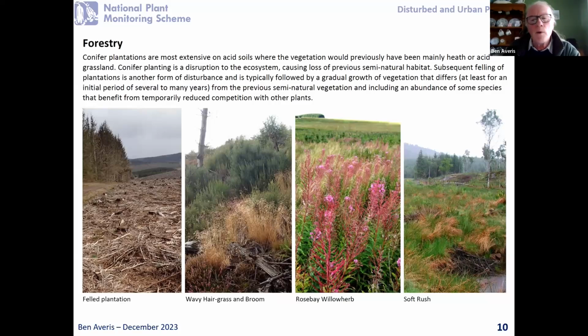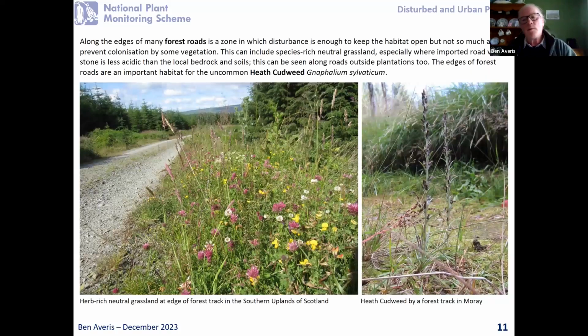So wavy hairgrass is one. You can get a sudden boom of that, and rosebay willowherb very conspicuously, especially when it's in flower. And soft rush, which is very common in all sorts of habitats, but it can get particularly abundant where there's been some disturbance of various kinds, including the felling of conifer plantations. So a temporary change or development of vegetation of a kind that's not set to last for a really long time. Gradually, slowly but surely, other things will colonize, and the vegetation will develop towards maybe some kind of heath or grassland or scrubby woodland.